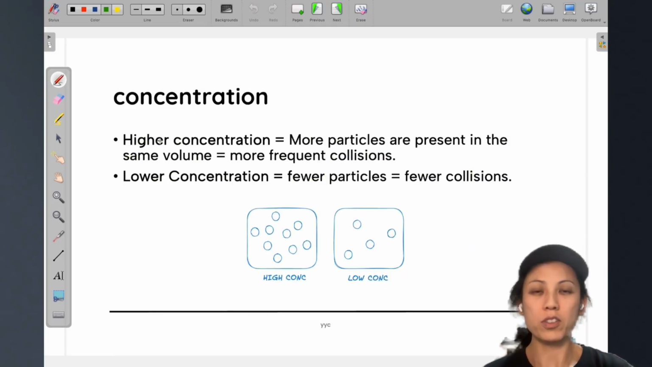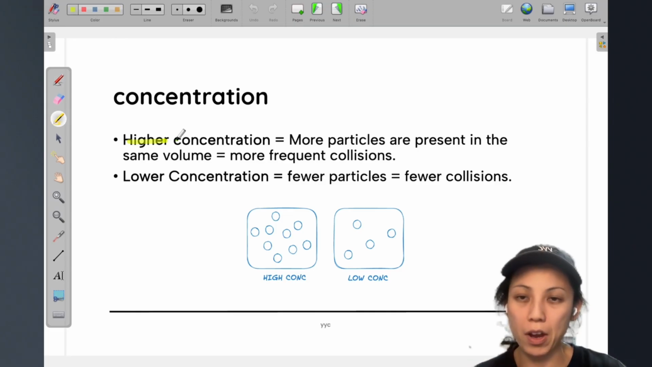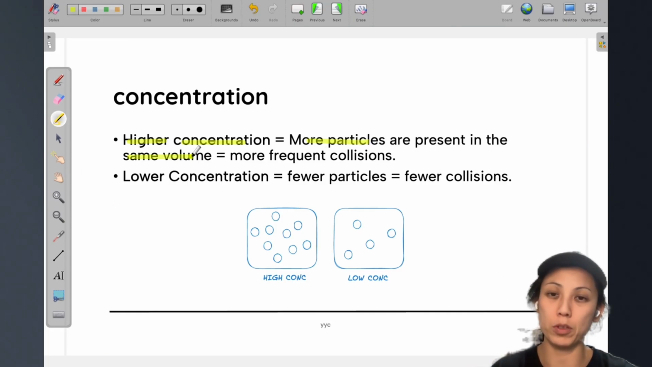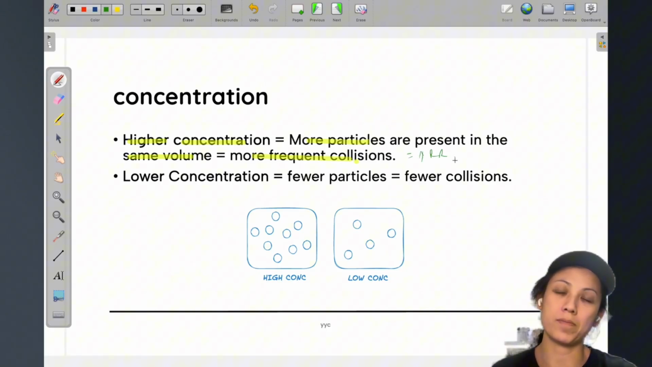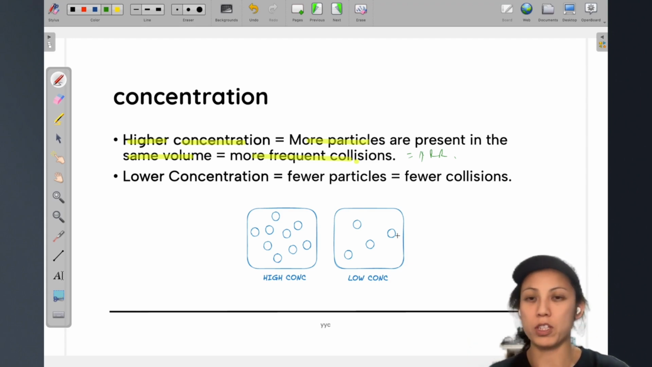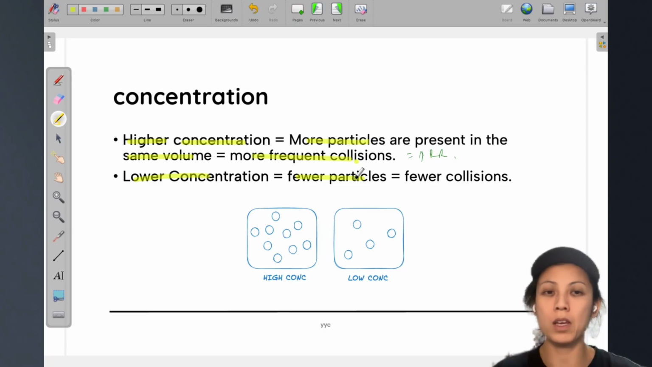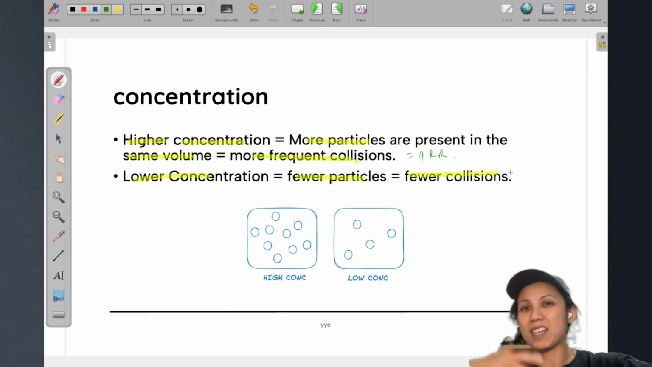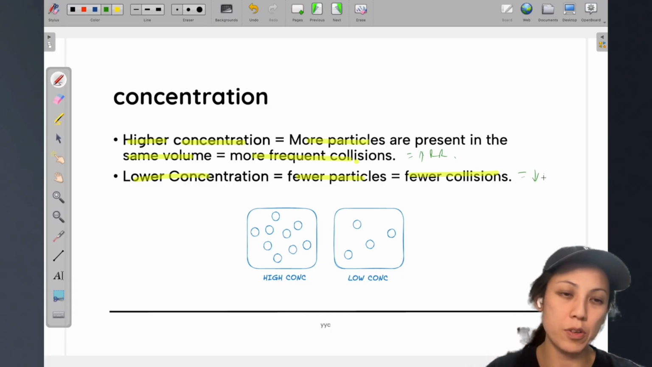Concentration. What does concentration mean? The amount of stuff in a given space. That's it. So if you have a higher concentration, you have more particles present in that same volume, which means that you're going to have more frequent collisions. If that's the case, you're going to increase the rate of reaction. Let's look at a lower concentration. If in a lower concentration, you have fewer particles in that same volume, fewer collisions as a result, because you've got less particles hanging around to actually collide with each other. As a result, you're going to decrease the rate of reaction.